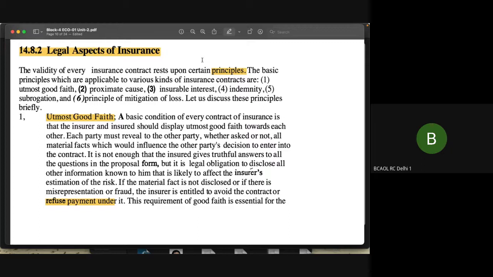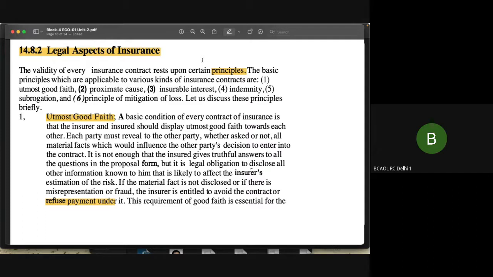You need to disclose all material facts regarding your property to the insurer, and the insurance company must also reveal all these terms and conditions and छोटी formalities that are taken advantage of, like in my case, to you. So it's a principle of utmost good faith. You have to be very truthful.